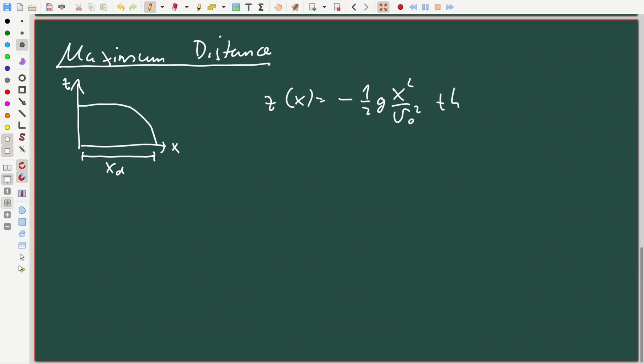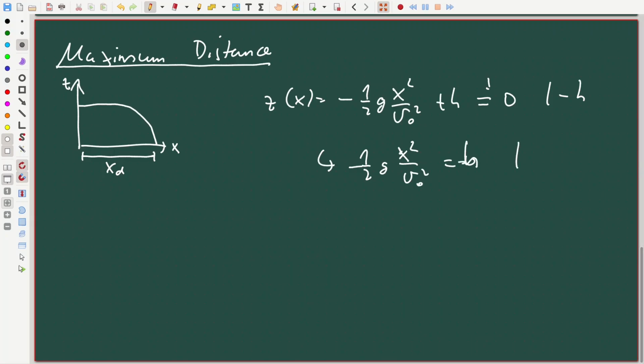And then we can set this equal to 0. If this is 0, then the z component will be 0, which means the ball or the object will hit the ground. So now, in order to solve this, we can subtract h on both sides, which at the end results in -1/2 g x squared divided by v0 squared equal to -h.